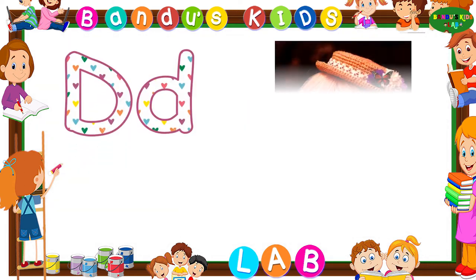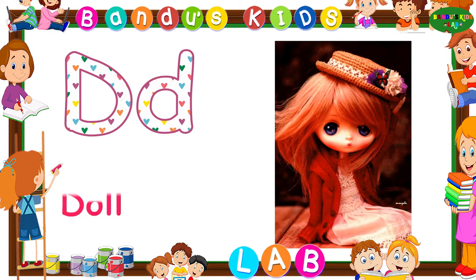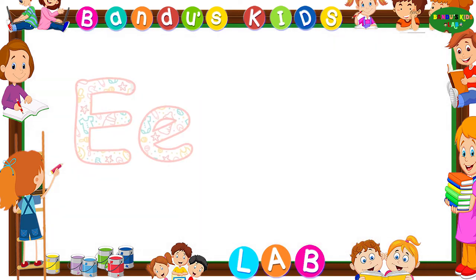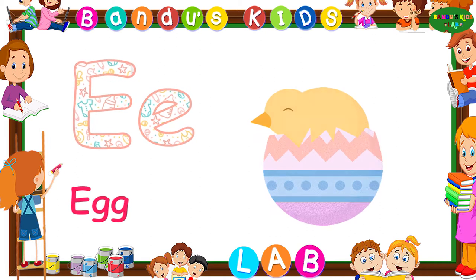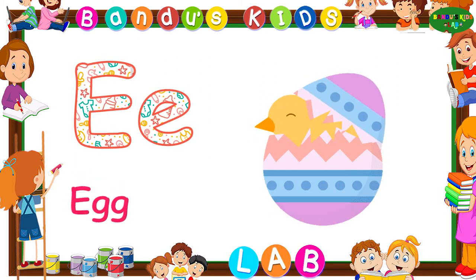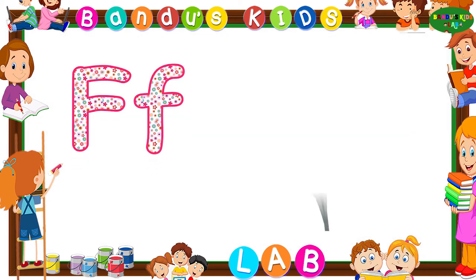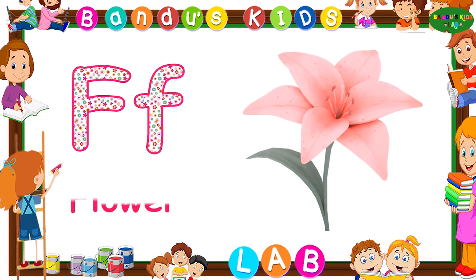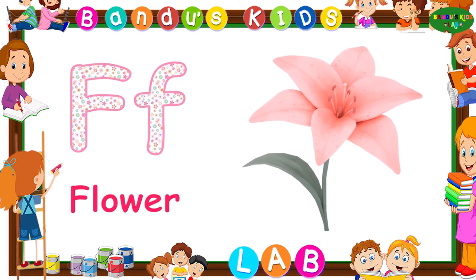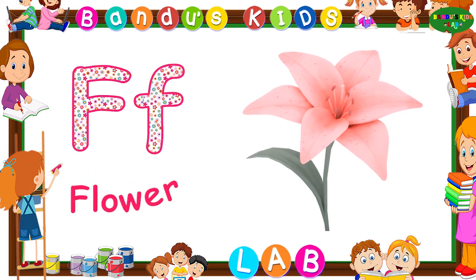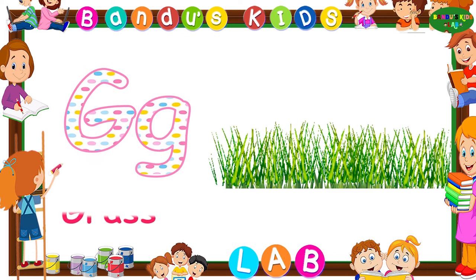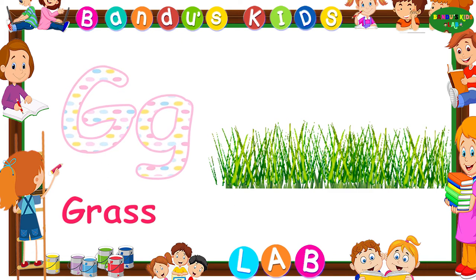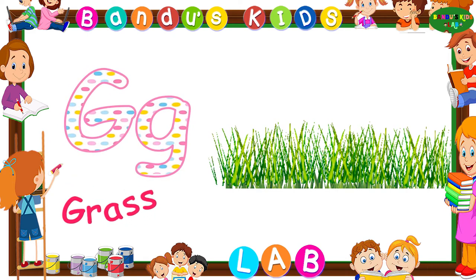D. D is for doll. D, d, d, doll. E. E is for egg. E, e, e, egg. F. F is for flower. F, f, f, flower. G. G is for grass. G, g, g, grass.